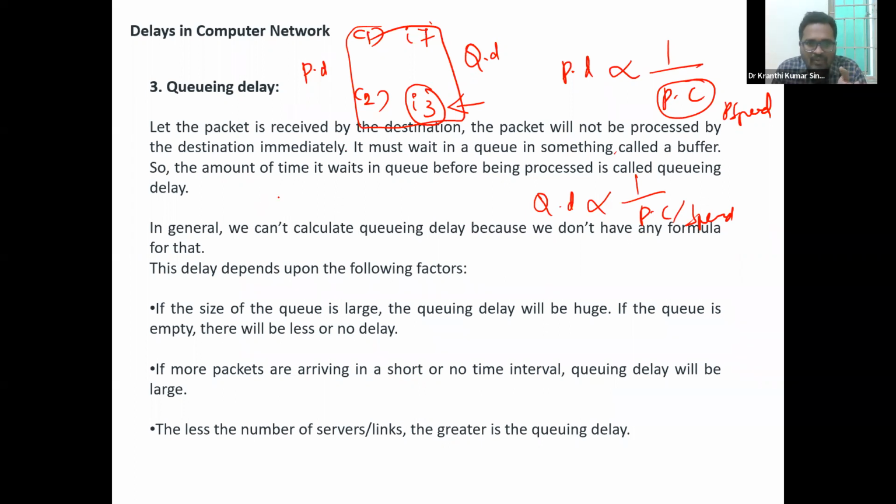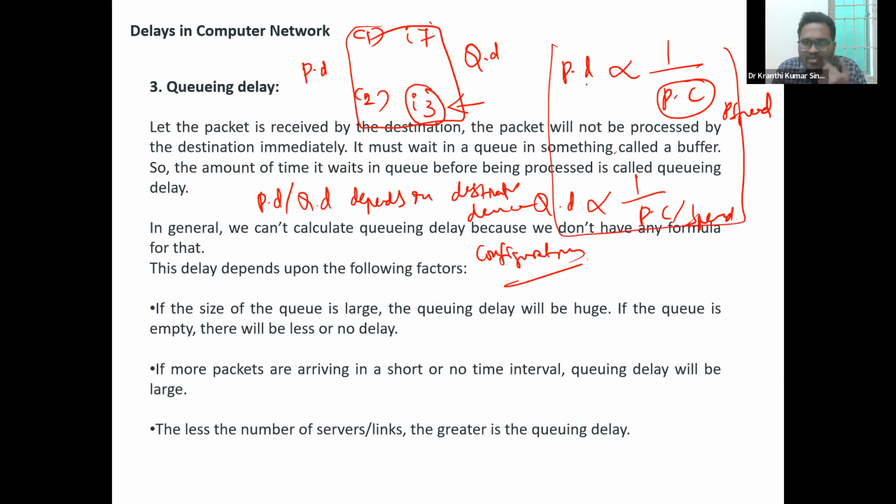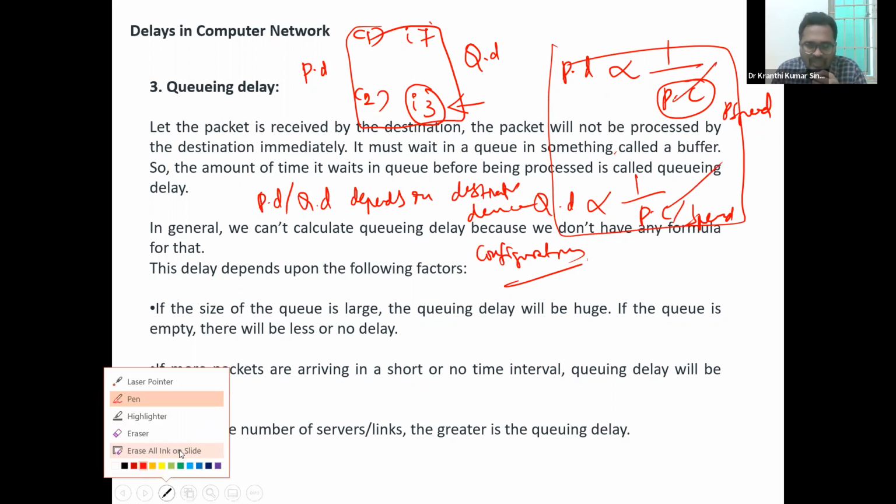So either processing delay or queuing delay depends on the destination device configuration. It doesn't have a direct formula because these processings change from device to device. And I request all the students, whatever explanation I have done as of now, read these points carefully.